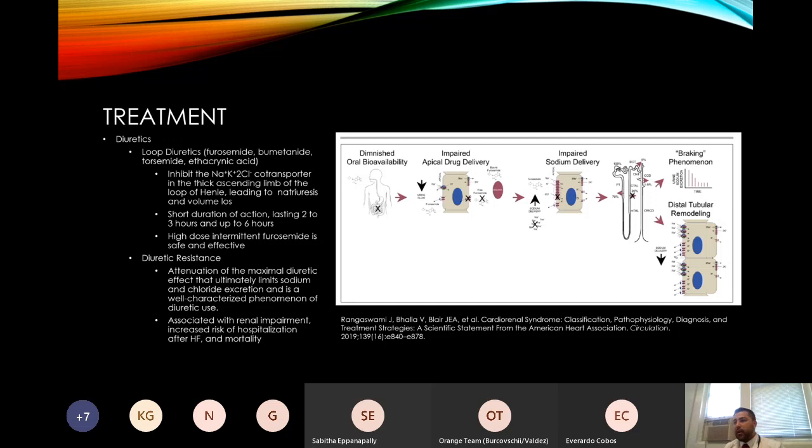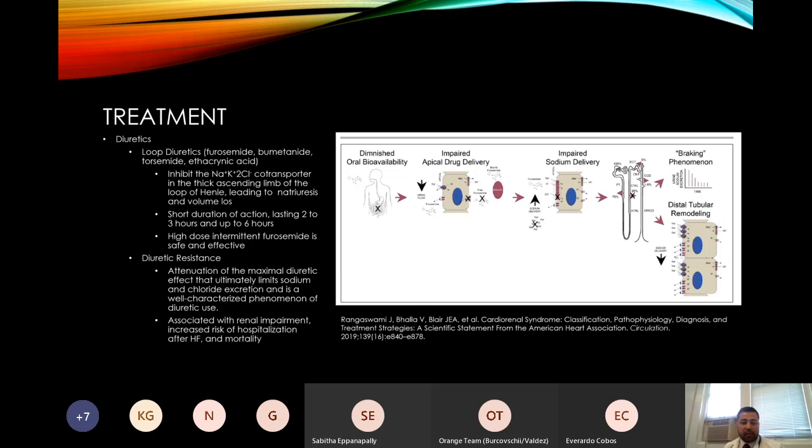The great thing about the diuretics is their short duration of action. They can last 2 to 3 hours and up to 6 hours. And from all of the studies so far, high-dose intermittent furosemide is safe and effective. One of the novel things still being researched in the literature, and now with the addition of the Cardiorenal Society of America, is diuretic resistance.